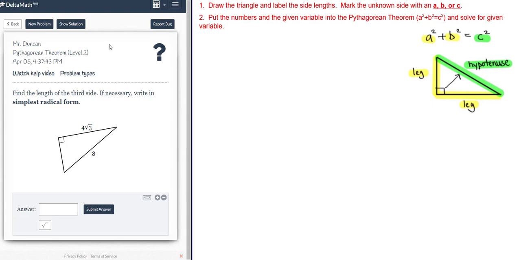Pythagorean theorem, level 2. Find the length of the third side. If necessary, write in simplest radical form. Again, as soon as you see simplest radical form, be aware that for the final answer, you're going to break it down to its primes and pull out pairs.